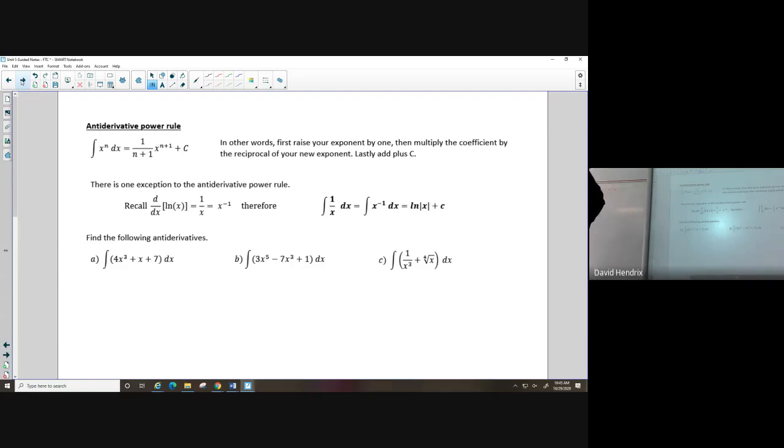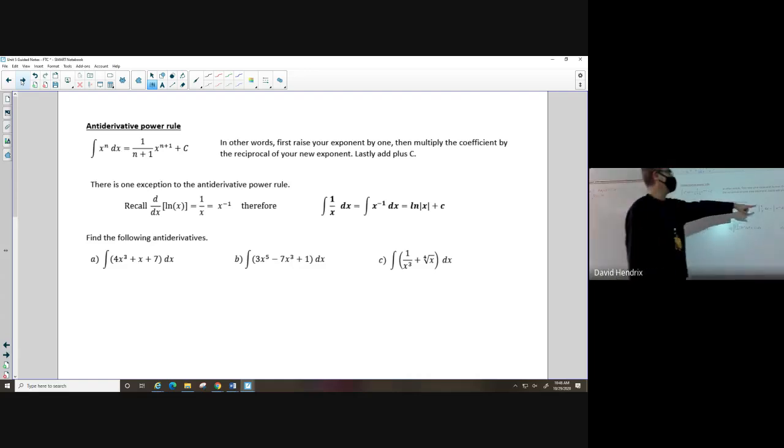There is one exception. Because notice, if we try to do that same power rule with x to the negative first, we go up 1 power, we get 0. What is 1 over 0? Undefined. So it doesn't work for 1 over x or x to the negative first. That's the only exception. But we did recall though, if we take the derivative of natural log of x, we got 1 over x. So if we're going to take the antiderivative of 1 over x, it'll come right back to natural log of x.